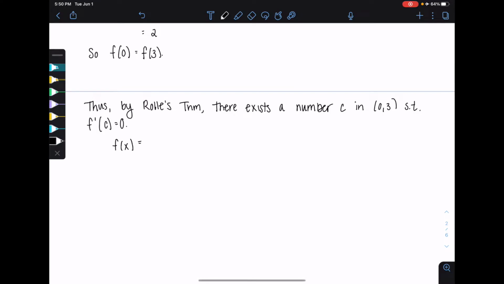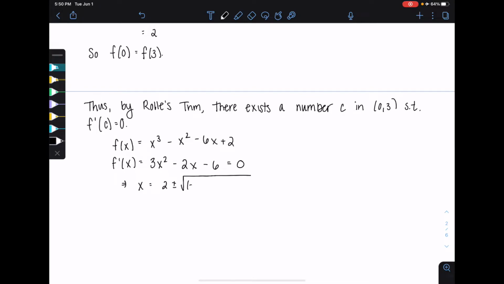So here is our function, x cubed minus x squared minus 6x plus 2. Our derivative is 3x squared minus 2x minus 6. We want that to equal 0, so we can go ahead and use the quadratic formula. That would be x equals negative b plus or minus the square root of b squared minus 4ac, all over 2a.